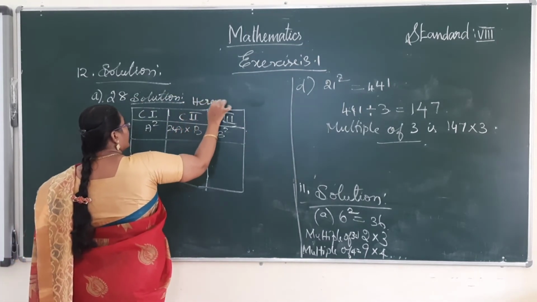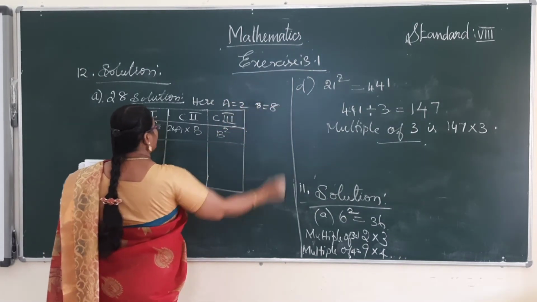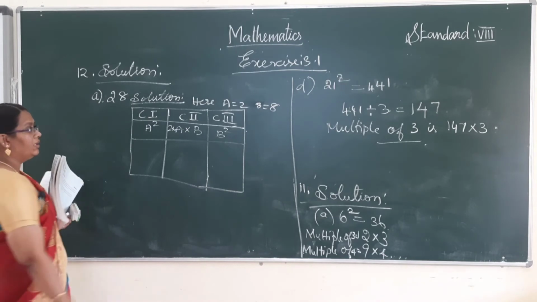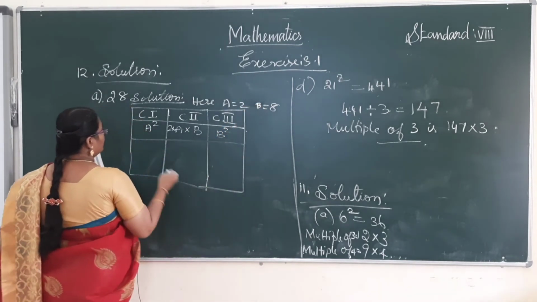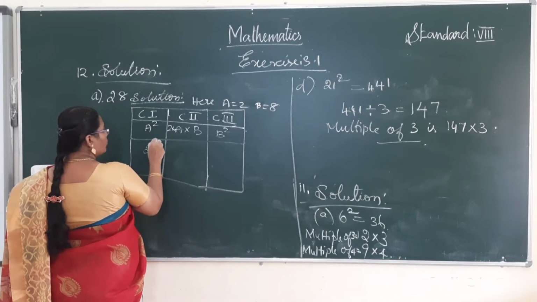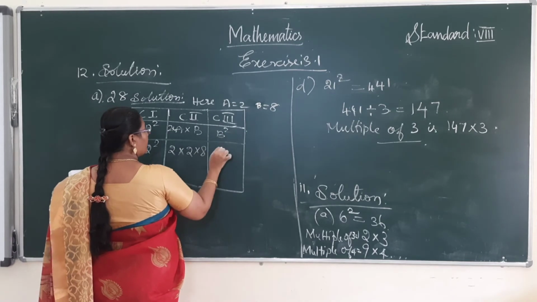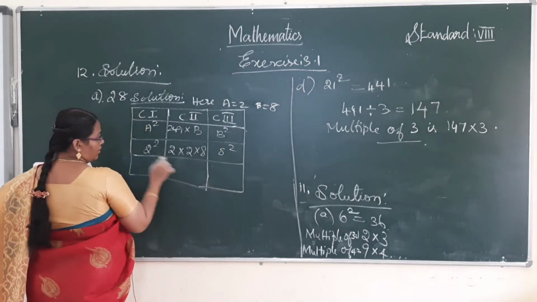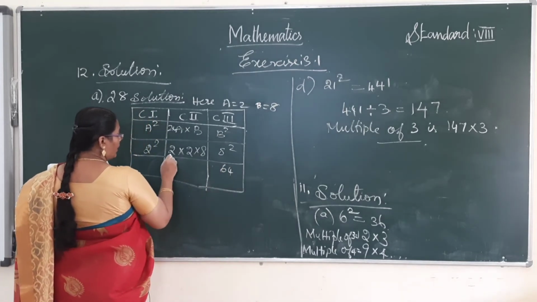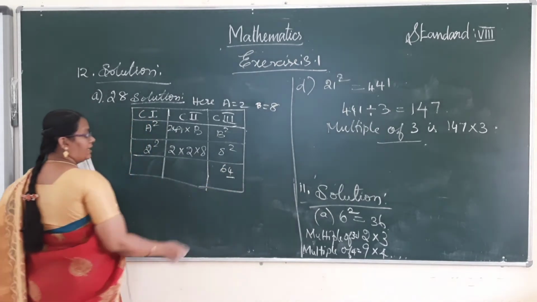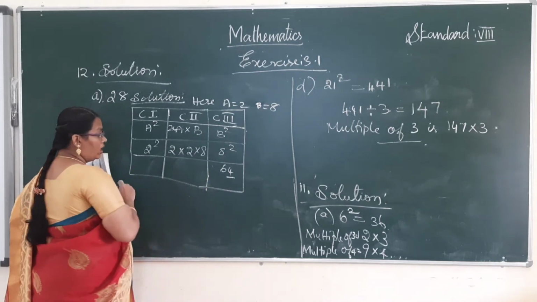Here A is equal to 2, B is equal to 8. So A value is 2, 2 square, 2 into A value is 2, B value is 8, B square value is 8 square. So 8 square value is 64. Here underline the unit place. So 6 move to this column 2.